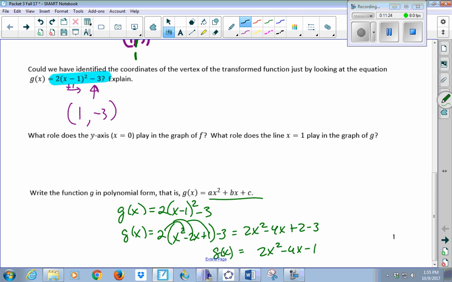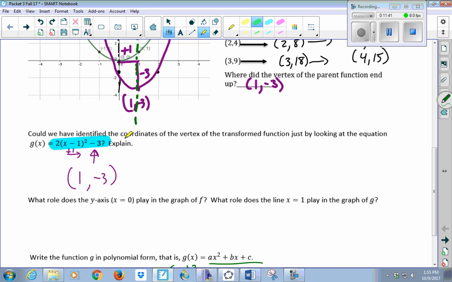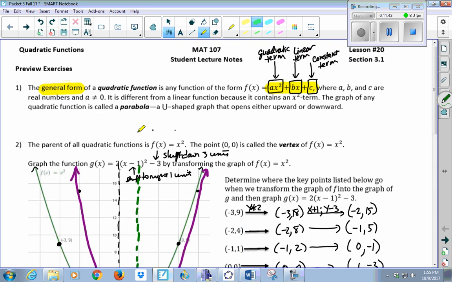So this is the same function in two different forms. This we call the polynomial form. And this one we haven't given a name to yet, but we will when we start our demo. So that's the preview exercises for lesson number 20.